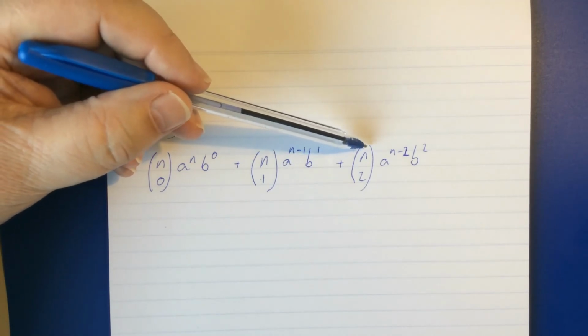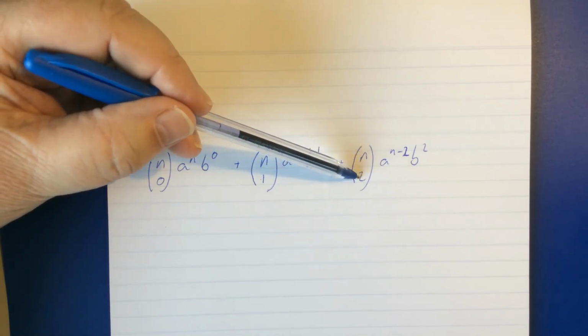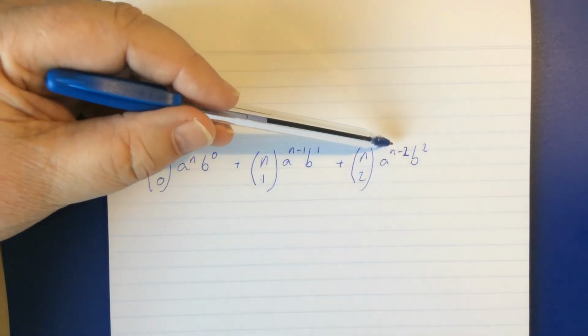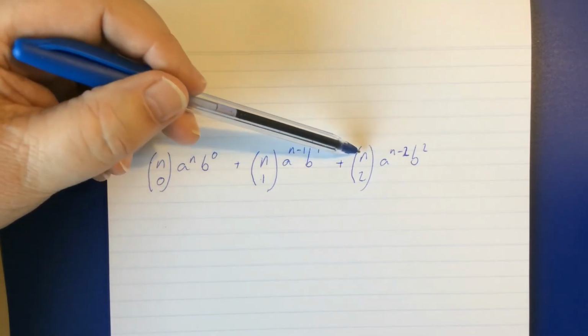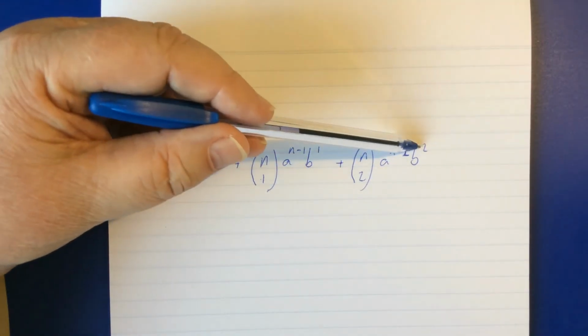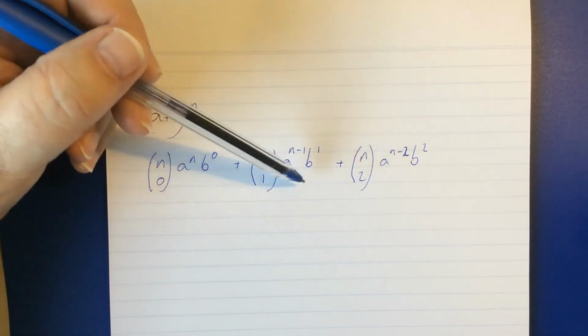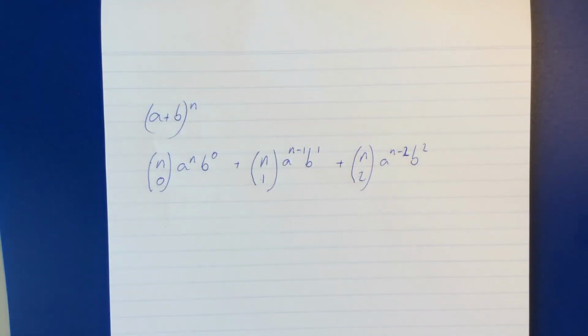Next part of this, n choose 2. So a is raised to the power of n minus 2, whatever number n is, and b is raised to the power of 2, and so forth and so on.